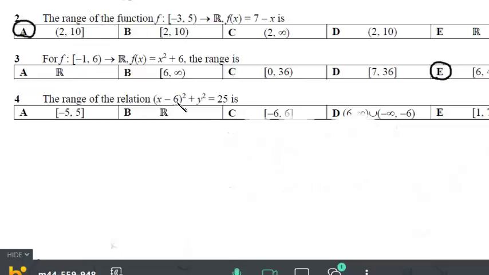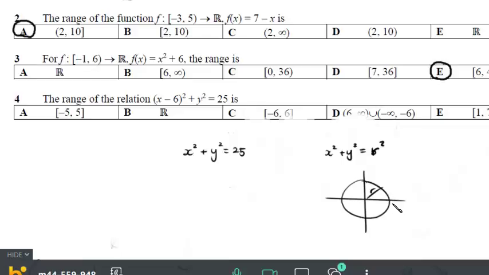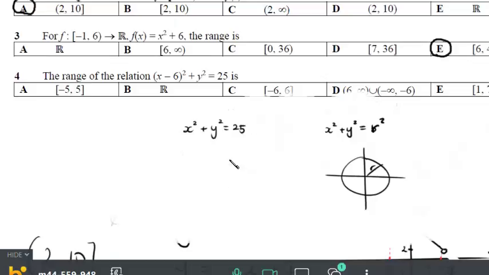I want you to consider this circle: x squared plus y squared equals 25. I mentioned to you that x squared plus y squared equals r squared is a circle with a radius of r. True? So this 25 is equal to 5 squared. So this is simply the graph of a circle with radius 5, situated at the center 0, 0.